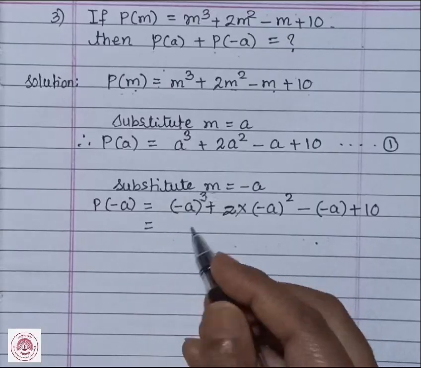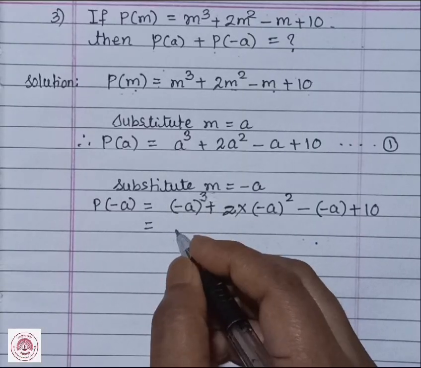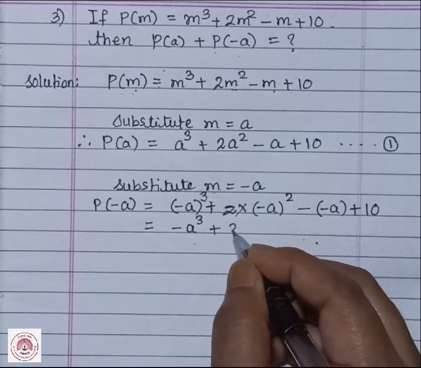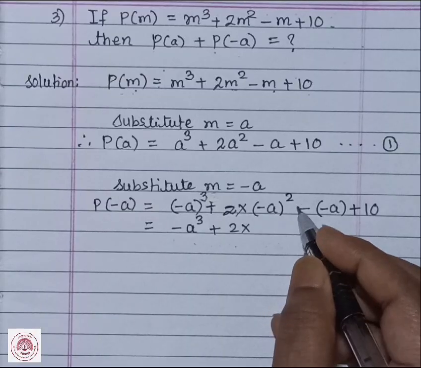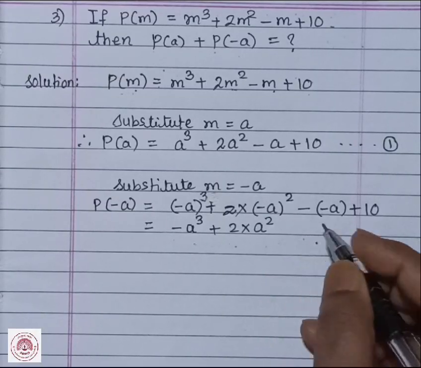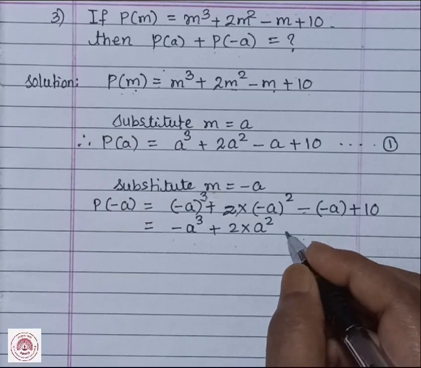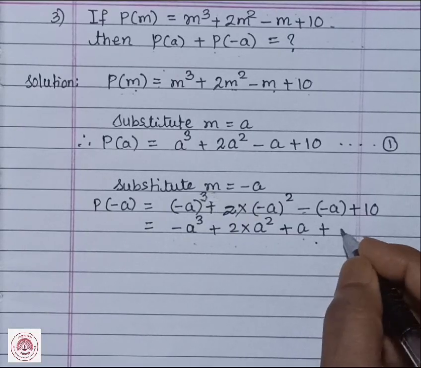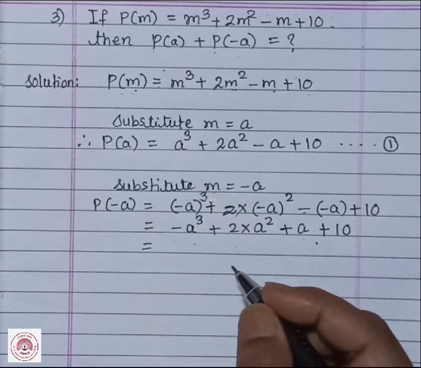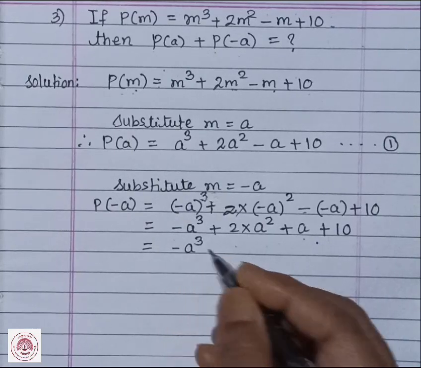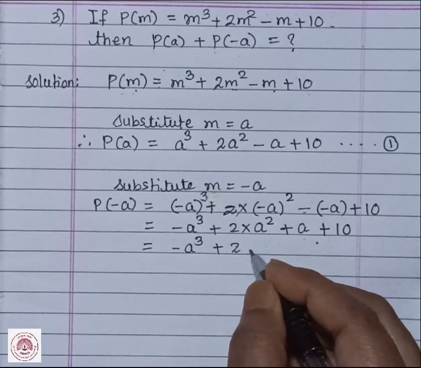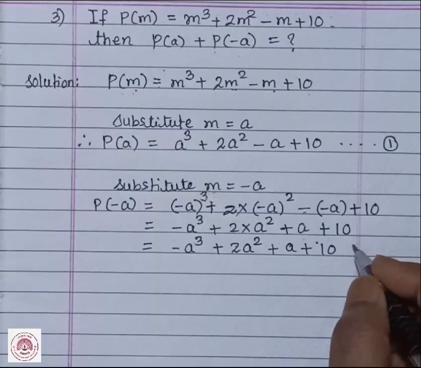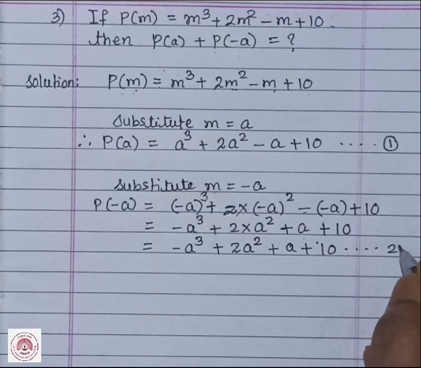So this is equal to negative a cubed is negative a cubed. Then plus 2 multiplied by negative a squared is a squared. Now minus of minus is plus, so plus a plus 10. Okay. So this is equal to negative a cubed plus 2a squared plus a plus 10. Now let this be equation number 2.